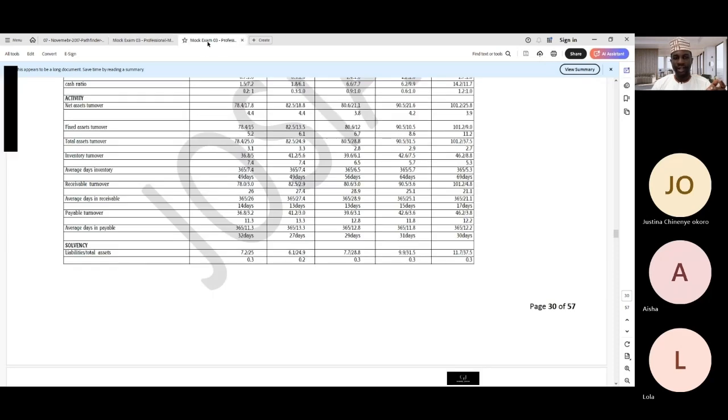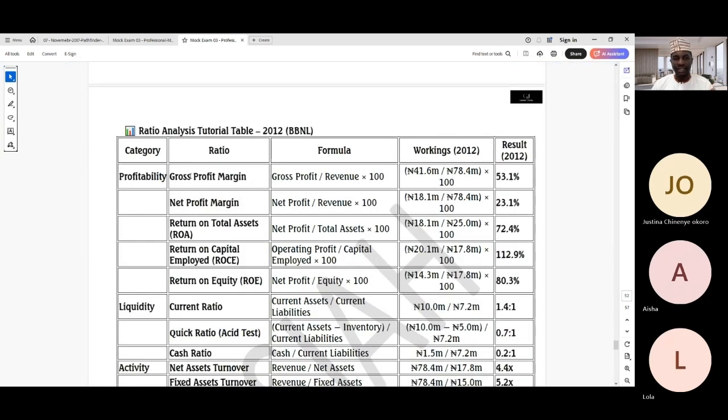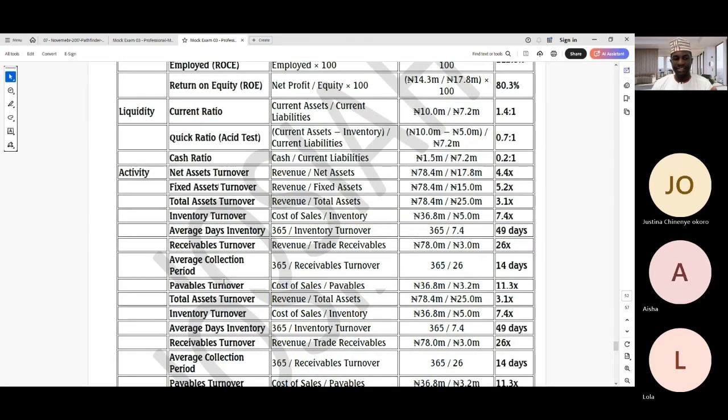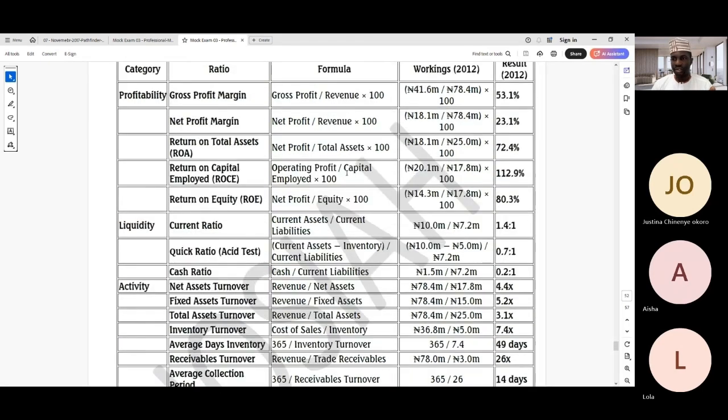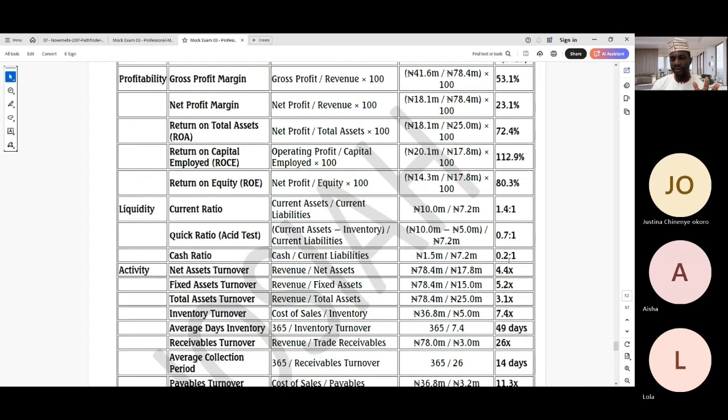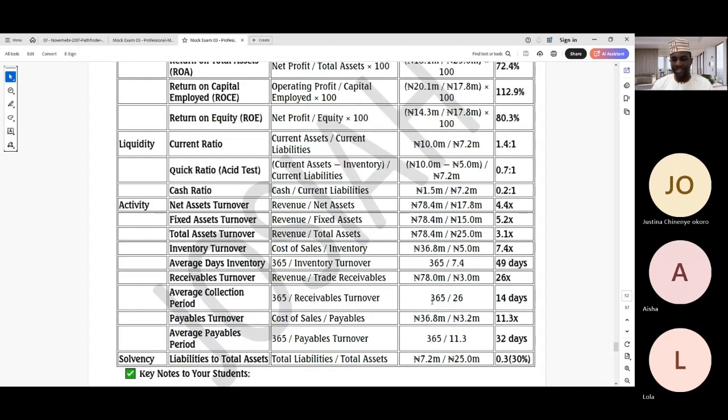So look at the tutorial here. I provided a table and I showed the profitability, the liquidity, and the activity, then the solvency that was used. And you can see the formula, you can see the workings, and actually the result for 2012 only. So use this also to practice in this last dying minute, because I know he will bring ratio in that May 2025. The ratio may not be complex.